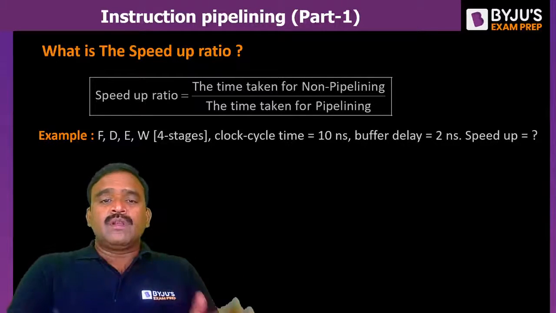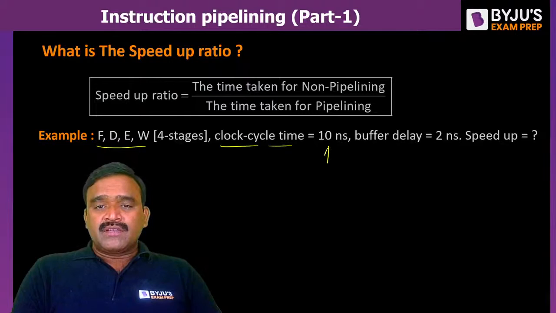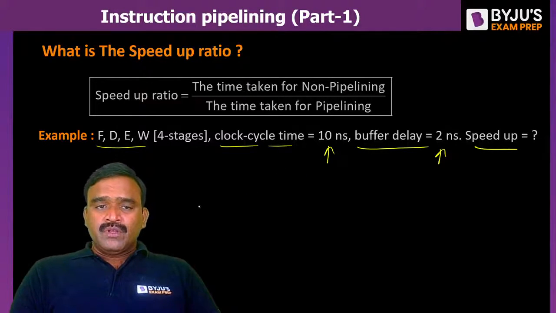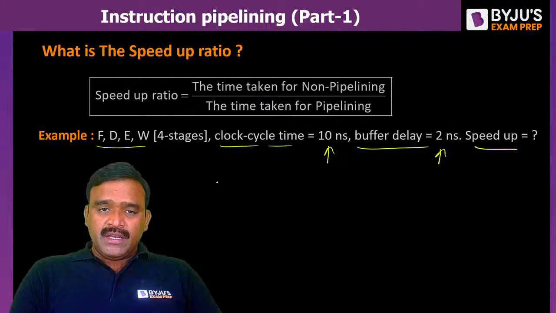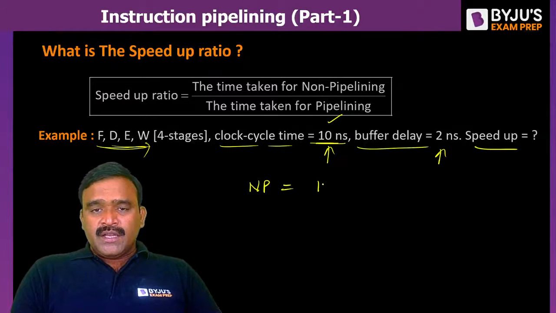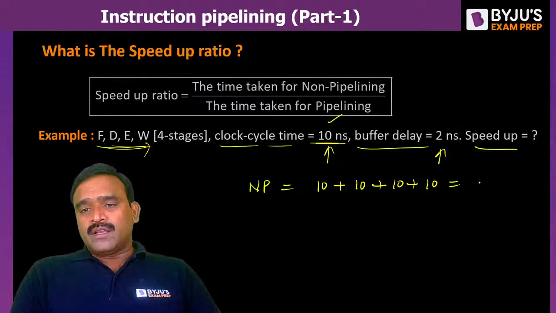For instance, I'll give you one example. There are 4 stages, the clock cycle time is 10 nanoseconds, the buffer delay is 2 nanoseconds, and I want to find out the speed up. So how to find the speed up? Non-pipelining time divided by pipelining time. In non-pipelining also all the 4 stages will be there. One stage is one cycle by default if nothing is given. NP is nothing but non-pipelining. So it will take 10 nanoseconds for fetching, 10 for decoding, 10 for execution, and 10 for write operand. So total 40 nanoseconds.